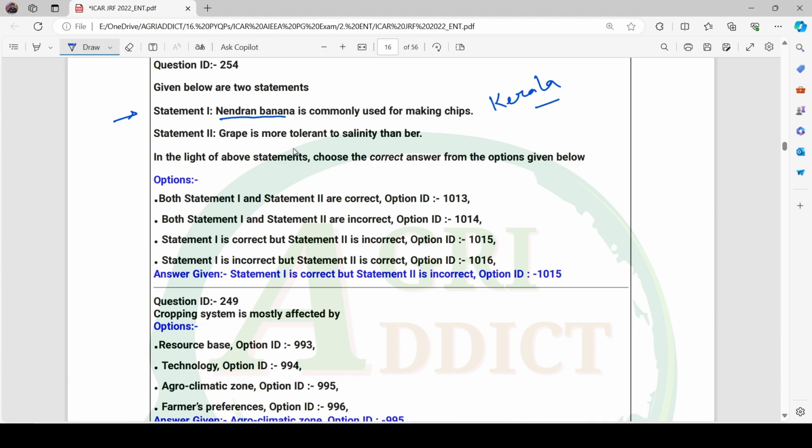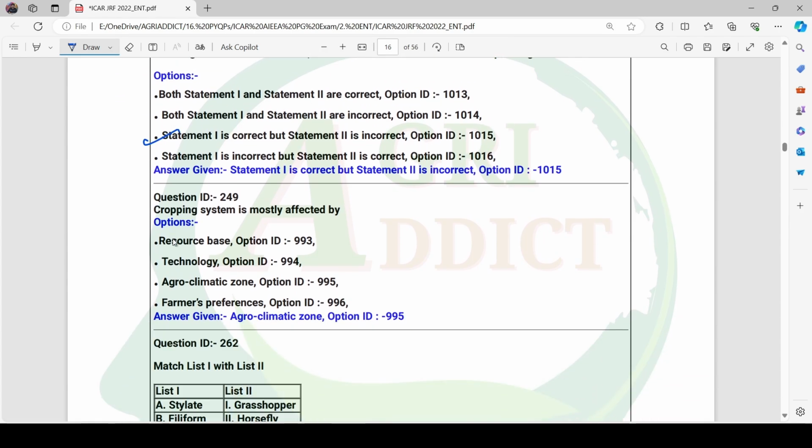Grape is more tolerant to salinity than ber. No, never. Ber is the most tolerant crop to salinity. That's why ber is also known as the king of arid fruits. So statement 2 is absolutely wrong. So option 3, that is, statement 1 is correct, but statement 2 is incorrect, is the correct answer.